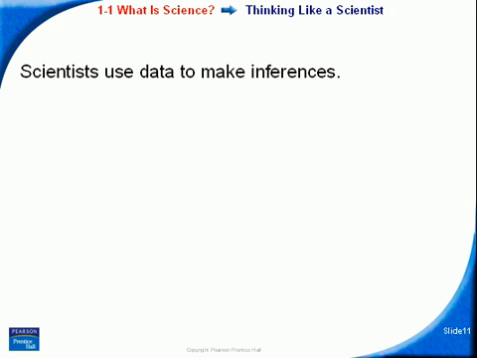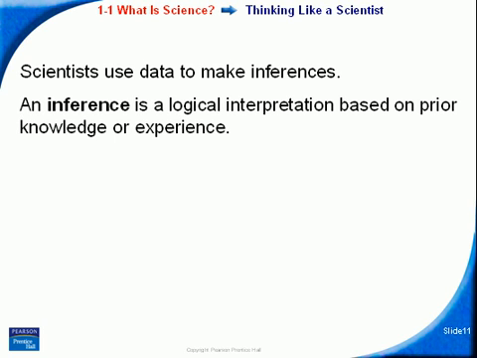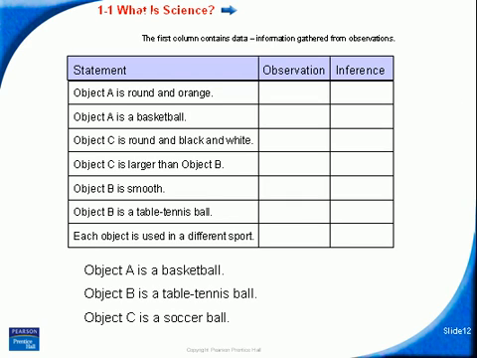Now let's talk about the next part, which is inferences. Inferences are basically a logical interpretation based on prior knowledge or experience. It's a conclusion that you make from your observations. If you look at this chart, let's see which ones are observations and which ones are inferences. Well, if we see that an object is round and orange, that's an observation. But we can make an inference that if it's round and orange, then it's a basketball.